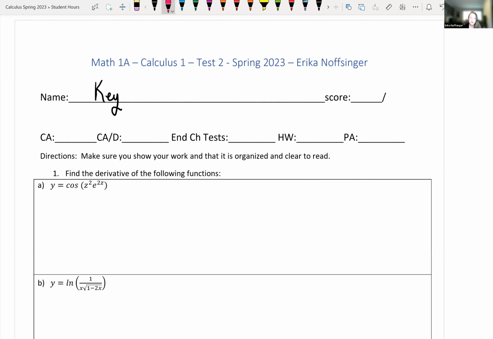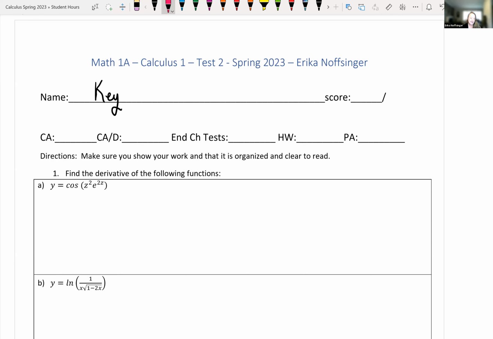In front of you, you see an exam that I gave to my Calculus 1 class, face-to-face class. This is their test number 2. We're going to go through the solutions to this exam. So the first question says, find the derivative of the following functions.